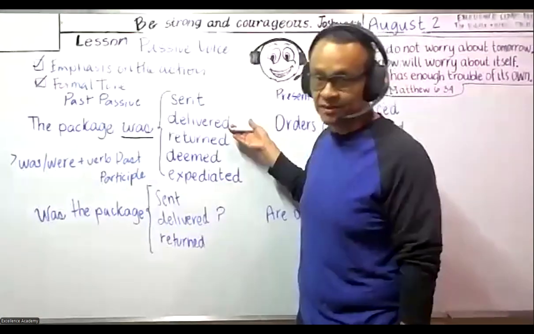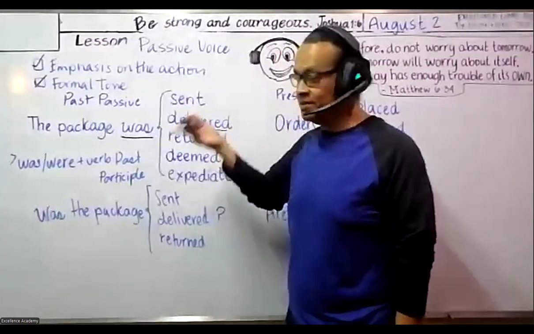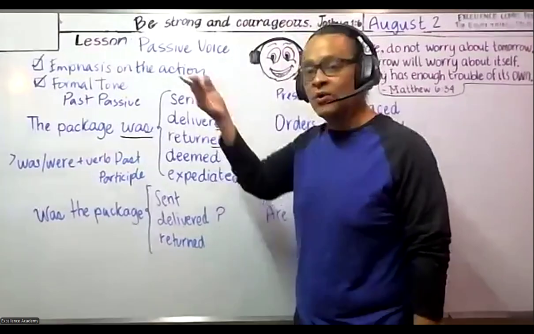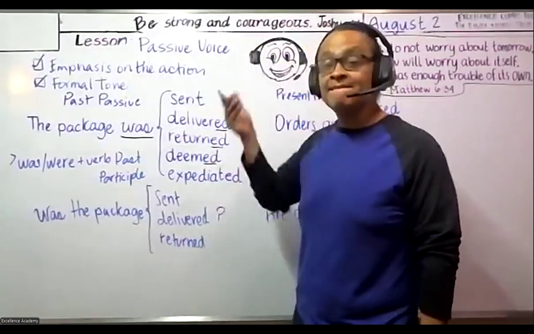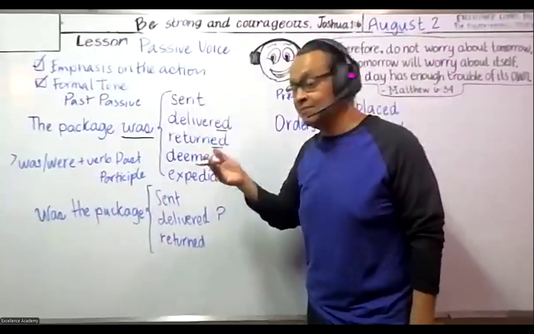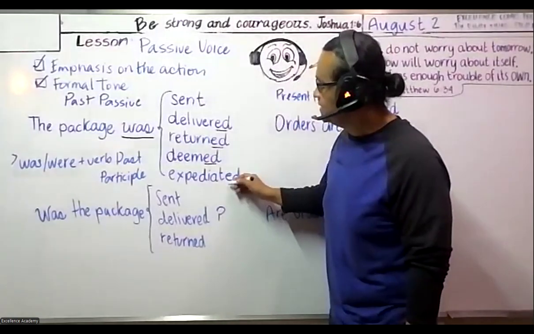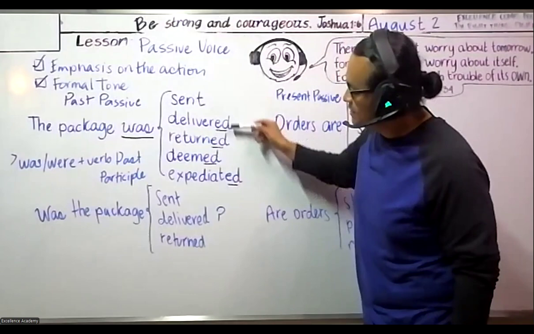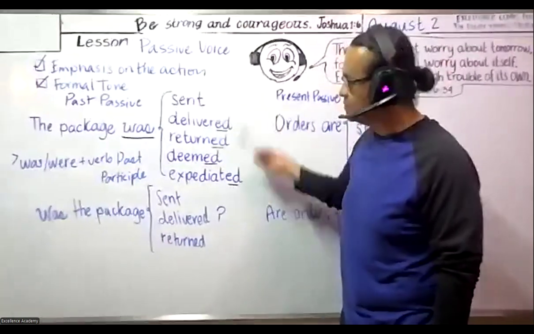Deliver is a regular verb, so I'll just add ed: deliver, delivered, delivered. Return is a regular verb, so I'll add ed: returned, returned, returned. And deemed, I'll just add the ed: deemed. And expedite, expedited, I'll add the d. Okay? So as you can see, I'm using the participle form of the verb to express that idea.